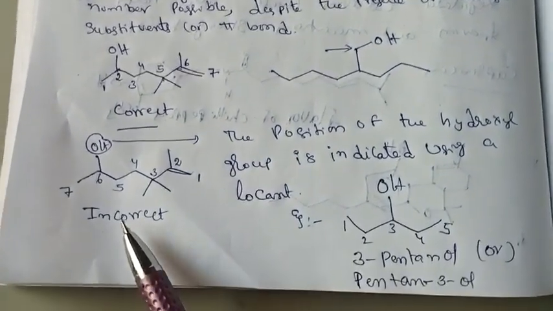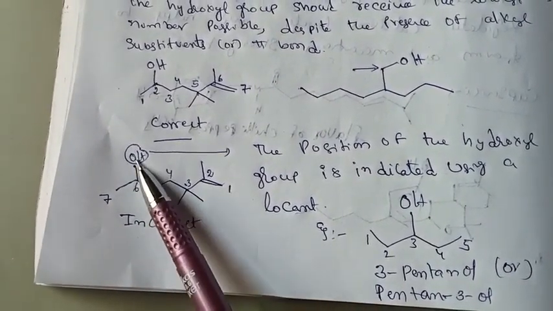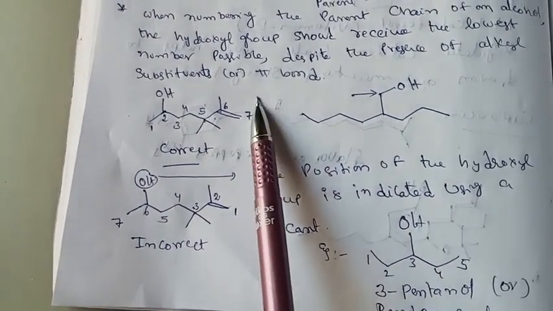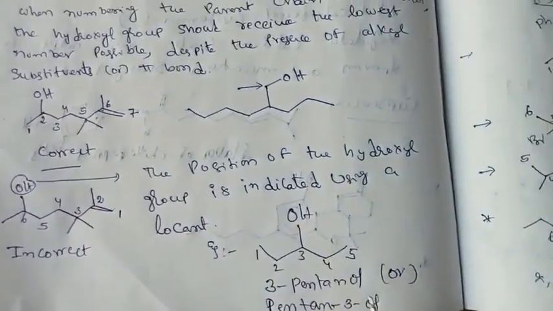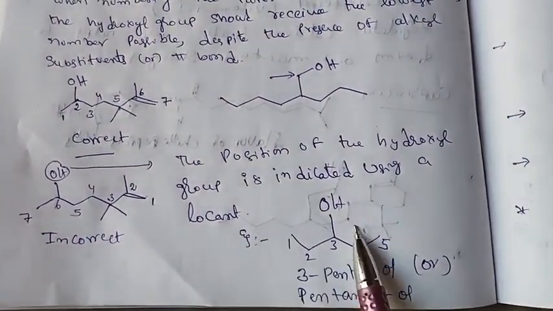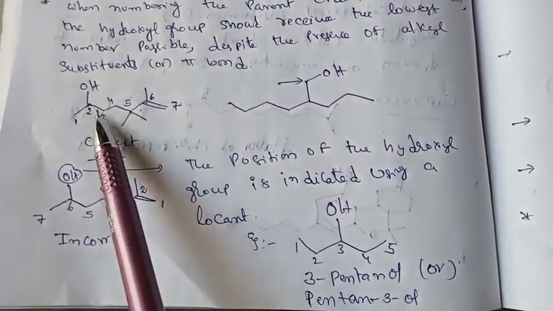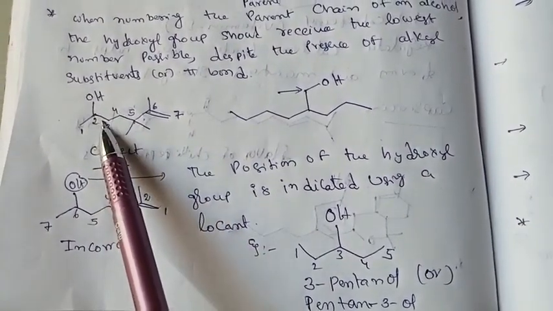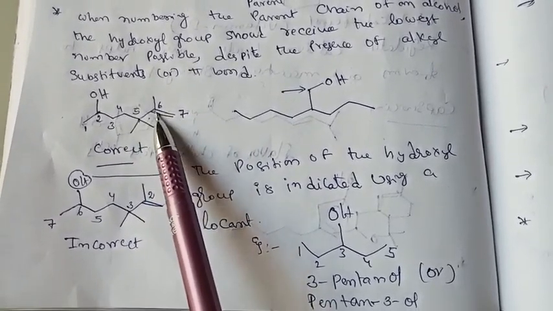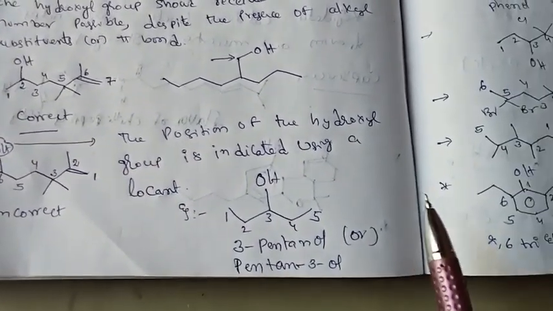So now, if we give this 1 2 3, because alkene is the highest priority, OH is getting the 6th position. So now this is the incorrect nomenclature, whereas this is the correct nomenclature and the numbering is also correct. The position of the hydroxyl group is indicated using a locant. By locant we mean, for example, this is the 6-hydroxy, this is the 2-hydroxy. Now 2-hydroxy is the lowest number, so this is the 2-hydroxy, 5,5-dimethyl, 6-ene, 2-ol, like that you can give the IUPAC nomenclature.